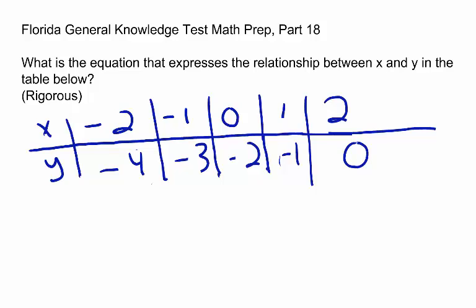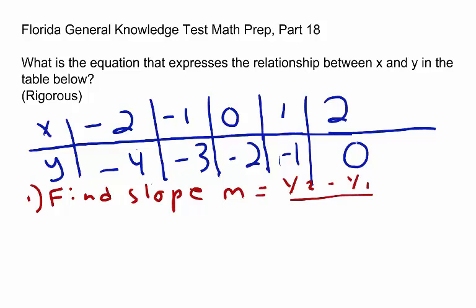We want to find the equation that expresses the relationship between the x and y coordinates in the table. Our first step will be to find the slope. We do this by picking any two pairs of points and applying them to the formula m equals y2 minus y1 divided by x2 minus x1. So let's use -2, -4, and -1, -3 for our points.